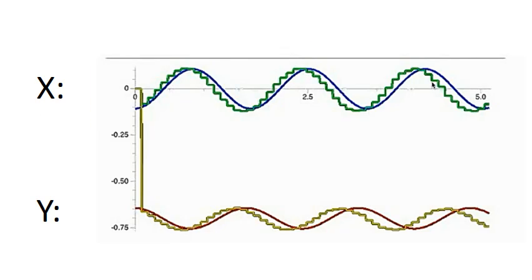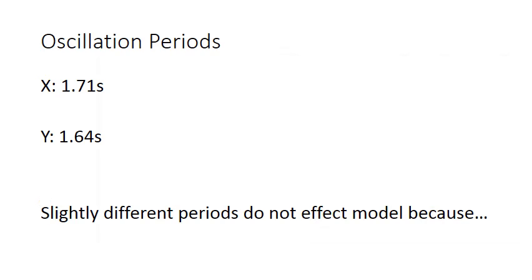Here is the comparison of the model data versus the actual data obtained in Tracker. You can see that the values are slightly off as it travels through the period. This could be due to energy that is dissipated and not calculated in our model. The top values are the x position and the bottom values are the y position. The estimation of the x oscillation period is 1.71 seconds and the y oscillation period is 1.64 seconds.